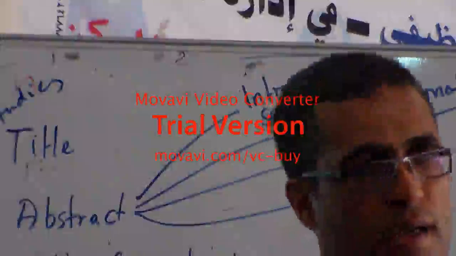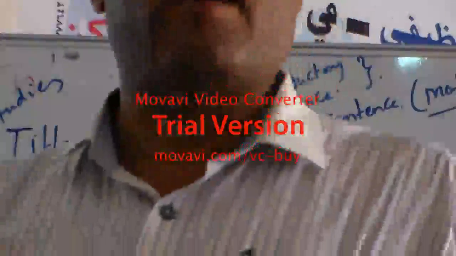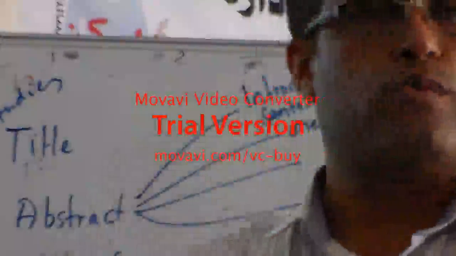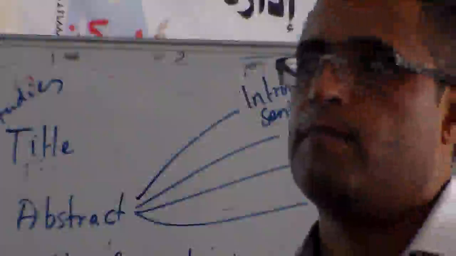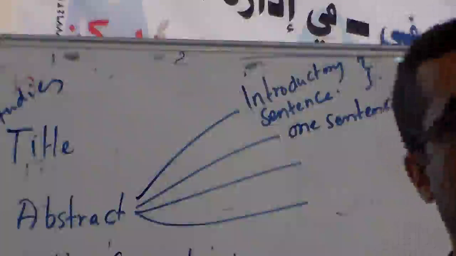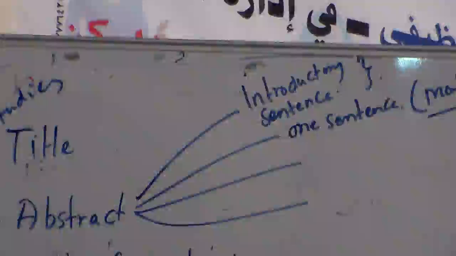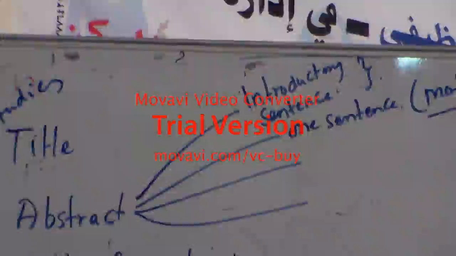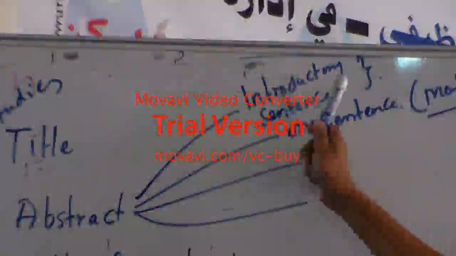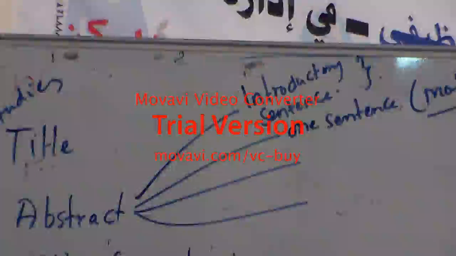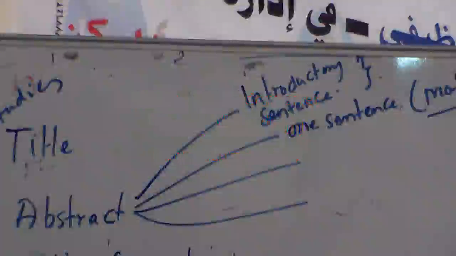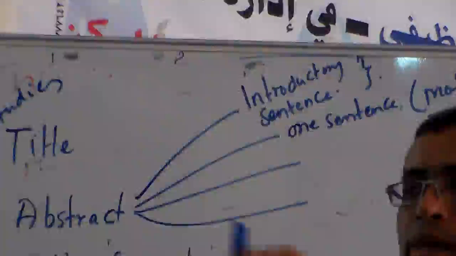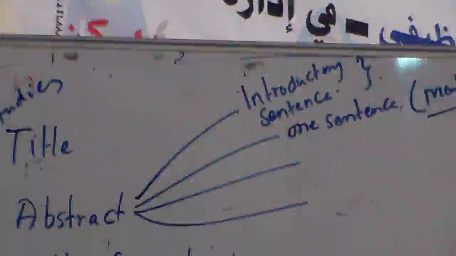Because this is the first question that the reader, the examiner, will ask you. Why are you doing this research? What are your motivations? Okay, motivations, as we mean, is dawafir. Motivations. So one sentence for the motivation. After I write this introductory sentence, I mention why I'm doing this research.